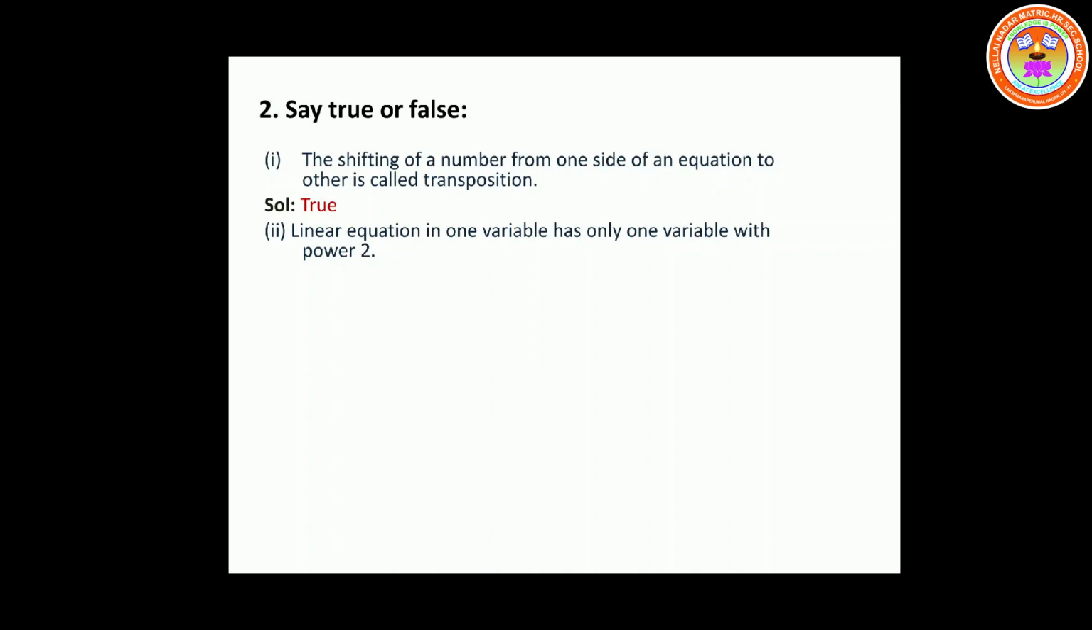Next one: a linear equation in one variable has only one variable with power 2. Is it correct? What is the meaning of linear? The highest power in the equation should be 1, not 2. So is it true? It is false. Very good.